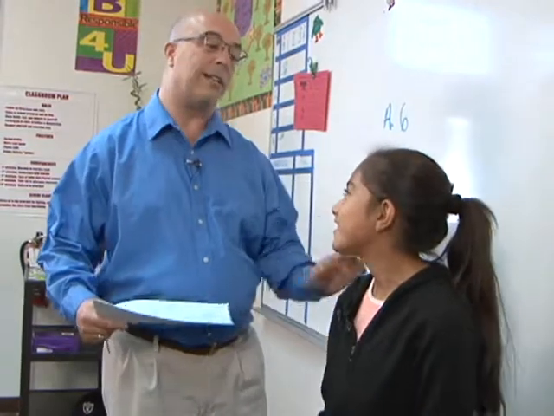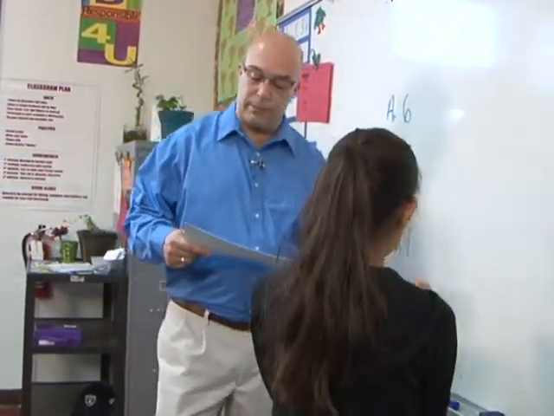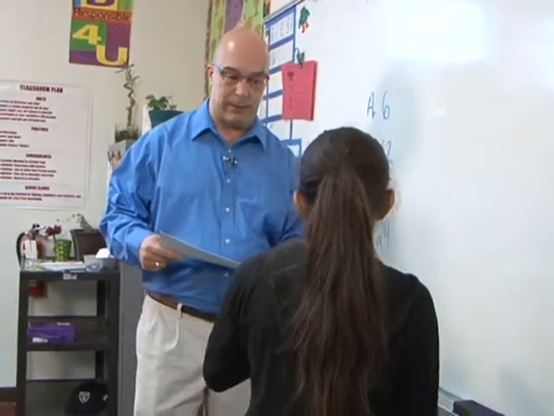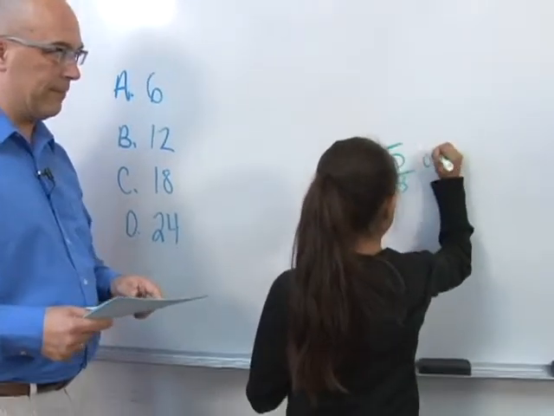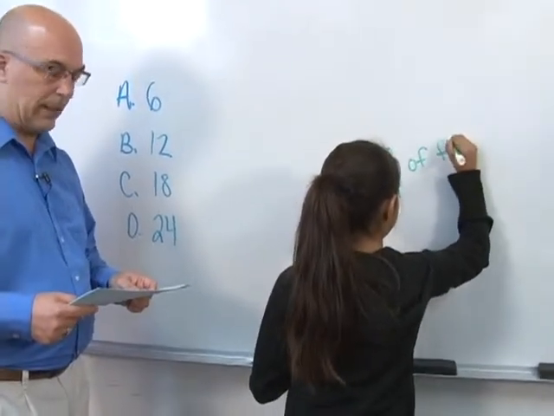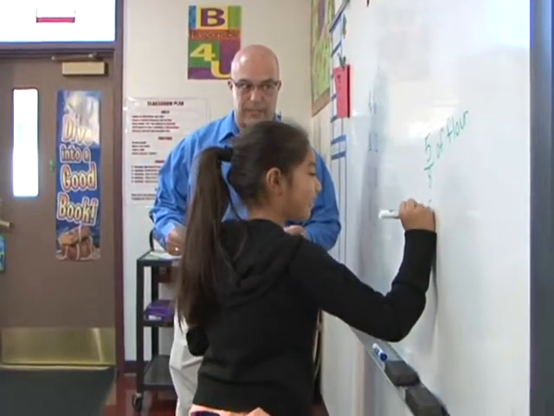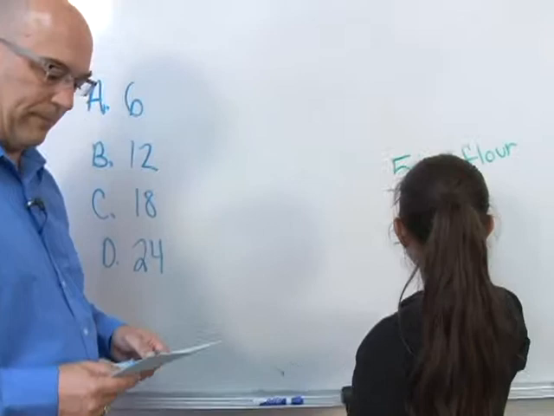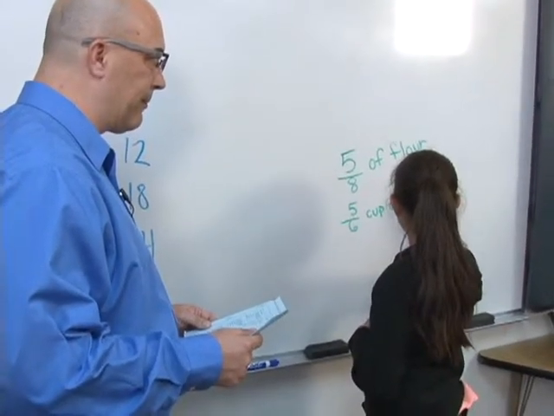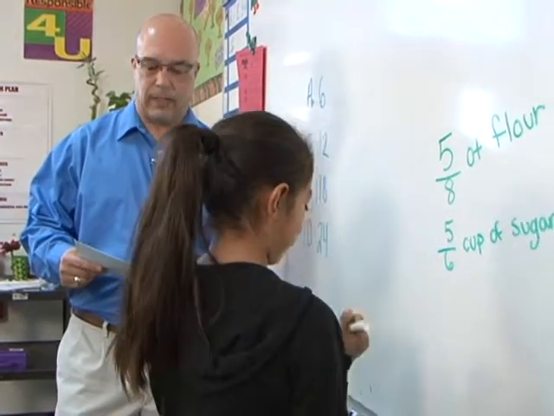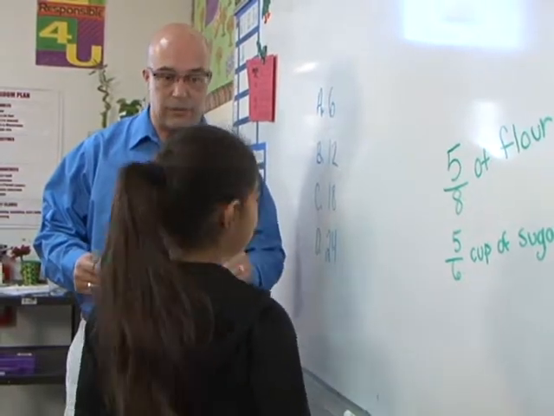Ready? Okay. All right, you write down any numbers that you think are going to be important. The cookie recipe calls for 5/8 of a cup of flour, and 5/6 a cup of sugar. The question is, what is the least common denominator of those two fractions?